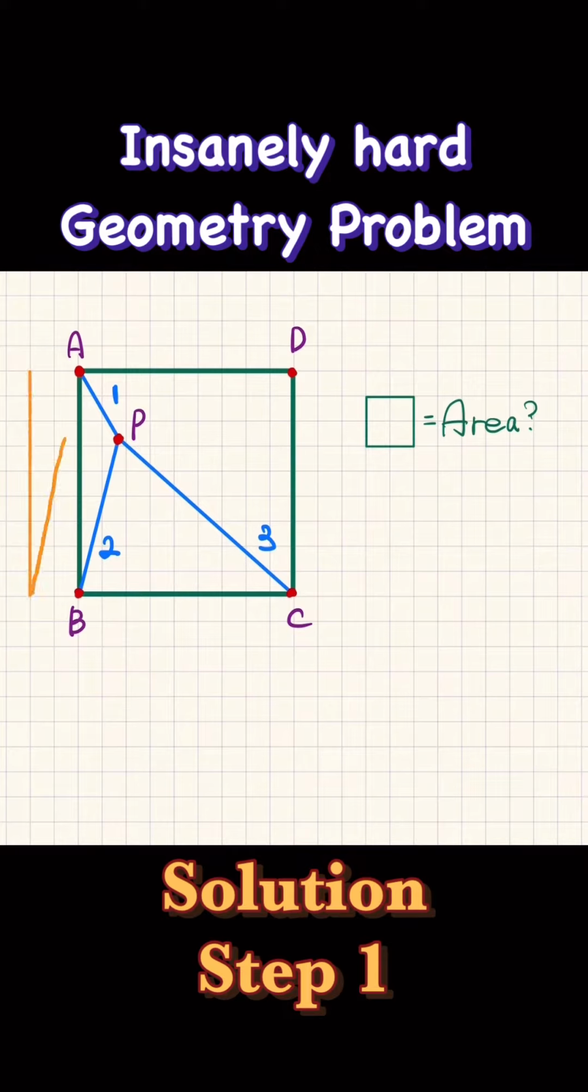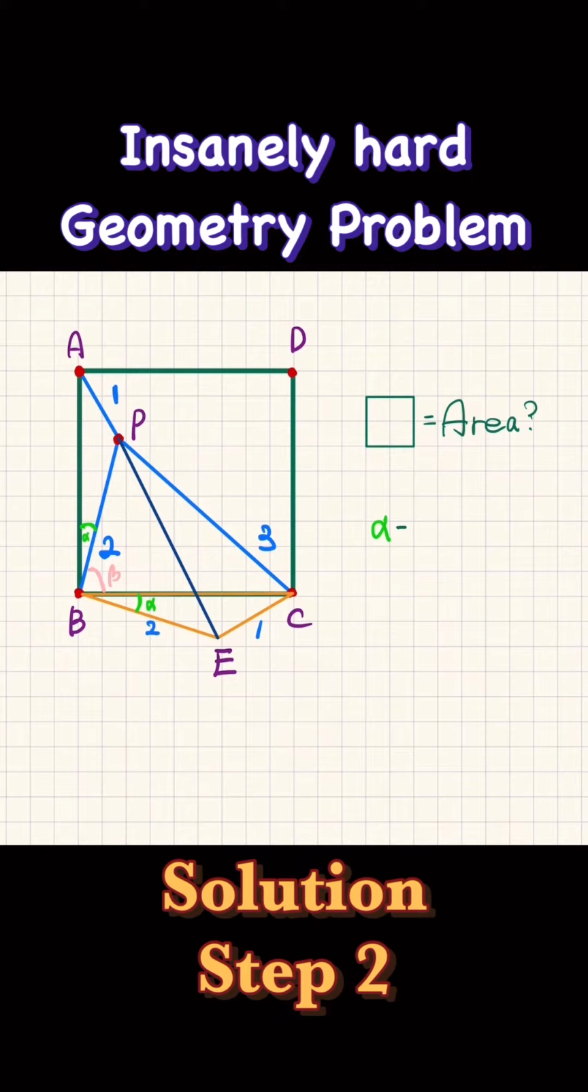For the first step, I'll draw a triangle congruent to triangle ABP, and then rotate it to attach to side BC. This helps us find that CE has a length of 1 and BE has a length of 2. Now, let's examine the angles. If we denote angle ABP as alpha, then angle CBE is also alpha. And let's call angle PBC as beta.